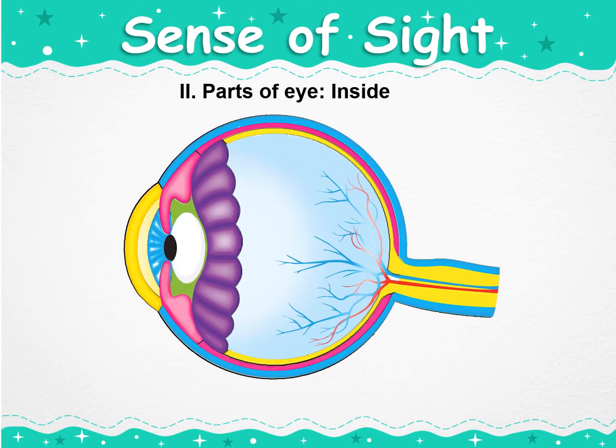Now we will open the eyes up and see all the inside parts of the eyes. We will identify each part from outer to inner, from anterior to posterior.